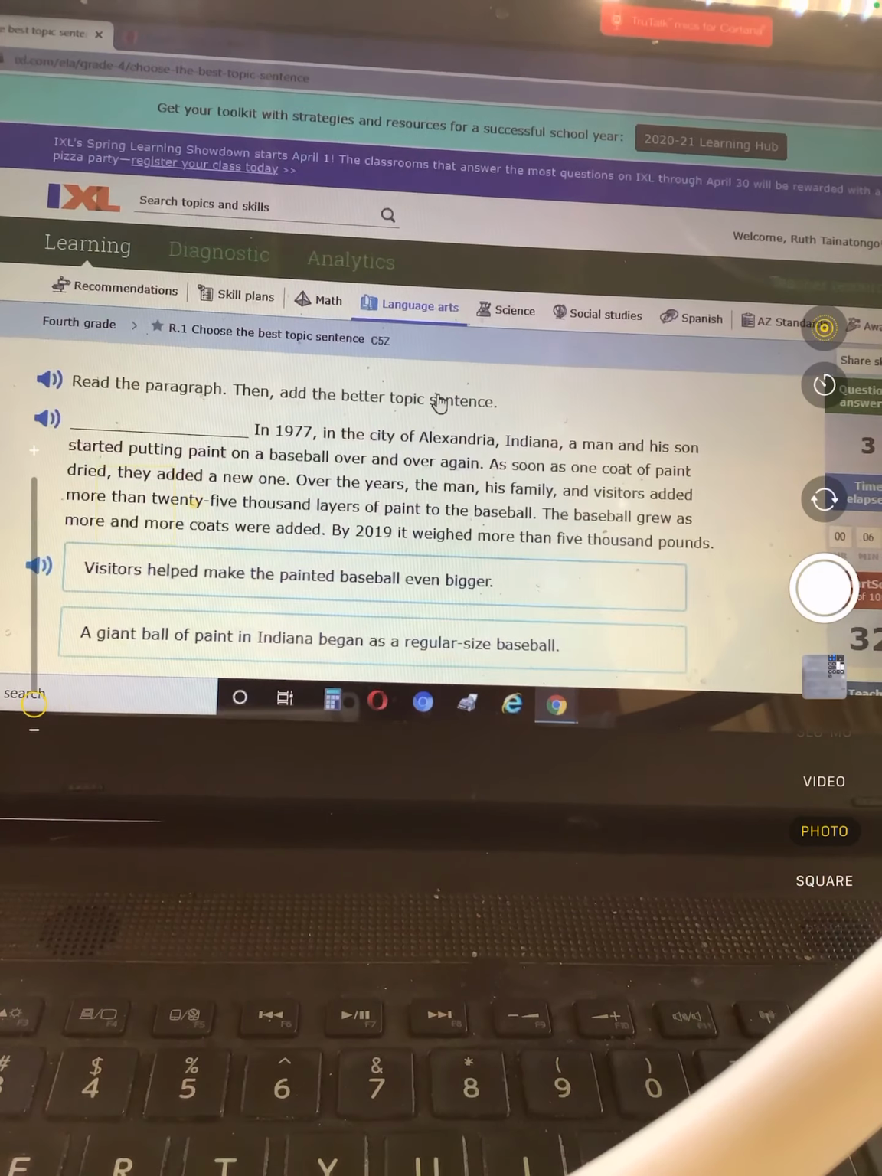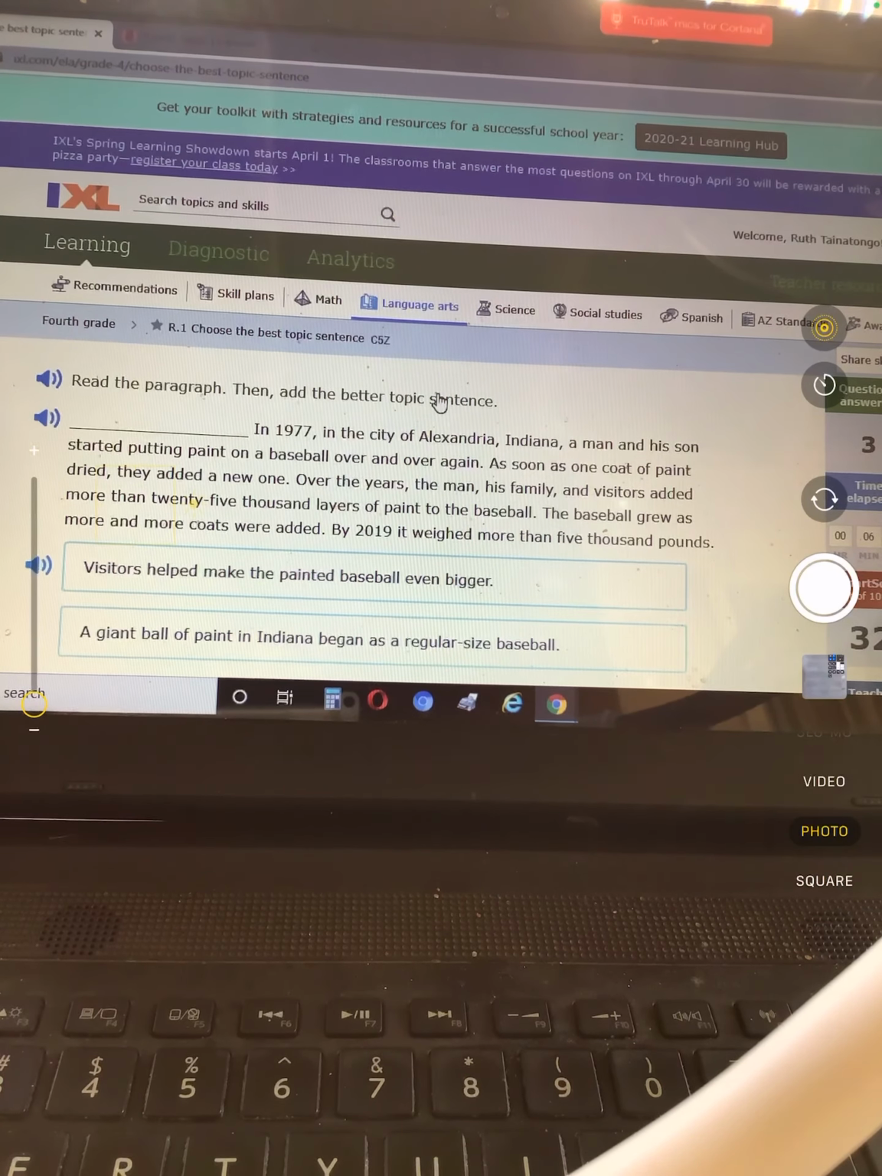So I want you to keep reading these paragraphs and look at your two choices. Go back and see which one is a better choice. Go back to the paragraph and see which one backs it up more. Okay?